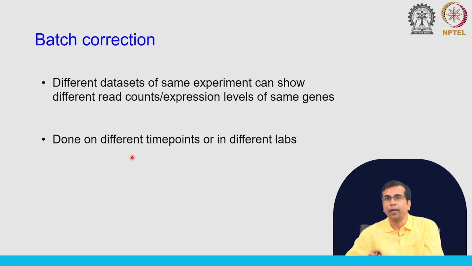Because these experiments are done at different time points, maybe years apart or in different labs, you tend to get different results because the experimental conditions are slightly different, etc. The people who are doing the experiment are also different. It also varies a lot based on the person who is doing the experiment. And again, as I mentioned, this is mostly experimental variation. Also some of the conditions may have changed, which leads to these differences in expression levels.